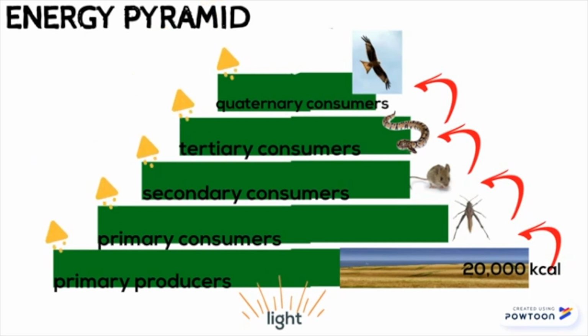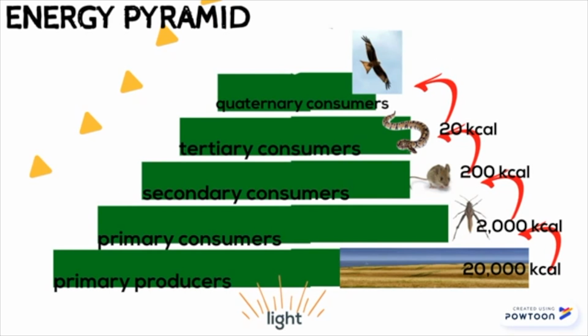Looking at this pyramid, you can see that 10% of the energy at 20,000 kcal gets transferred. Then 2,000, 200, 20, and 2. You can also see that energy is released mainly as heat in cellular respiration. Also, some energy is not used because it is excreted through waste.